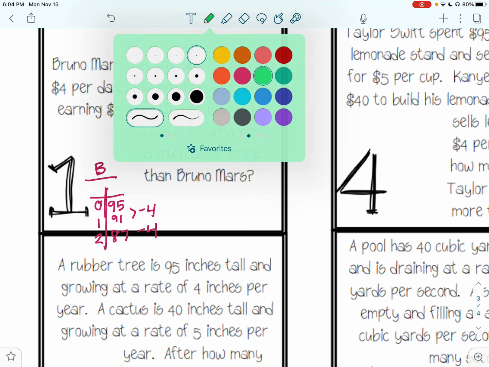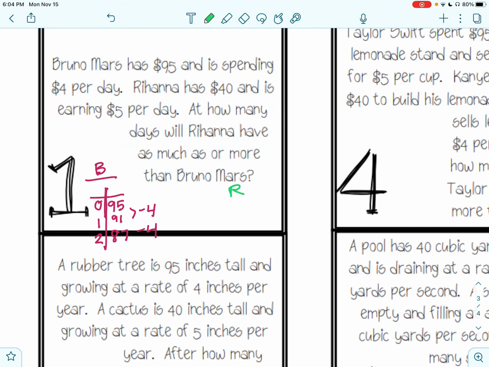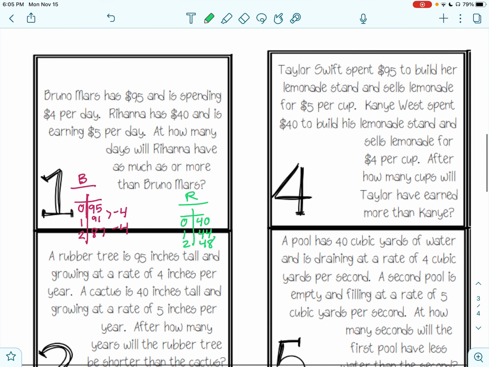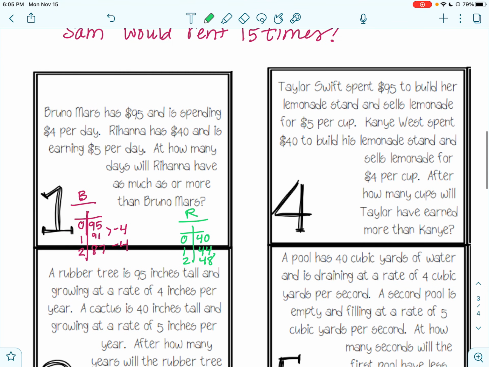Okay, same idea here for Riri. She has $40 and is earning. What does that mean? It means at 0 days she has $40. Earning means adding, right? 1 day she has 44. 2 days she has 48. Okay? Start with this. Start with tables and put them on here because your life will be easier if you show some work. Okay? Remember, the slope is the change in y over the change in x.